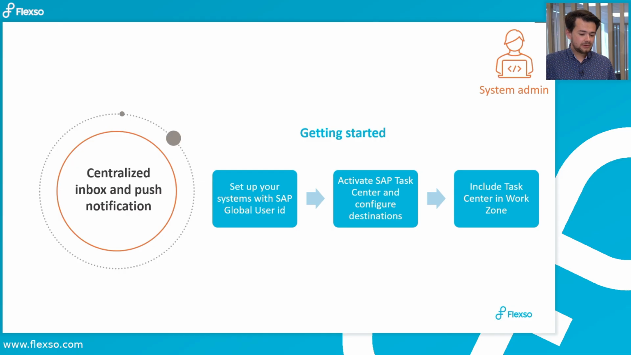The next step would be to activate the Task Center service in BTP and configure some destinations. Activating the service is something that you should do with the documentation, of course. Maybe via a booster, that's also possible, or manually, depending on your situation. And then also configuring the destinations. No one knows this by heart, of course. You have to follow the documentation and do it in the right way.